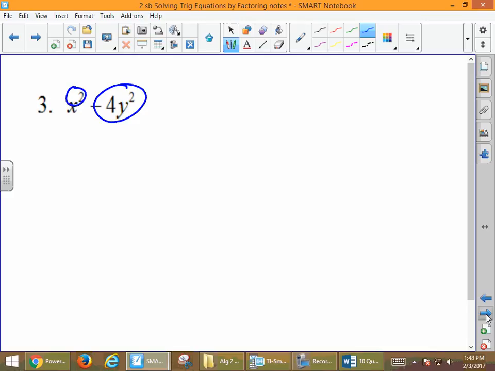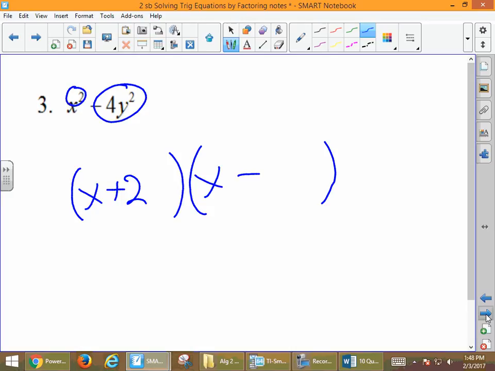So the square root of x squared is going to be x. And then what is the square root of 4? 2. And then the square root of y squared is going to be y. So we have x plus 2y and x minus 2y. So hopefully this is starting to recall, and your math minds are starting to turn, and you're getting back to where we were.